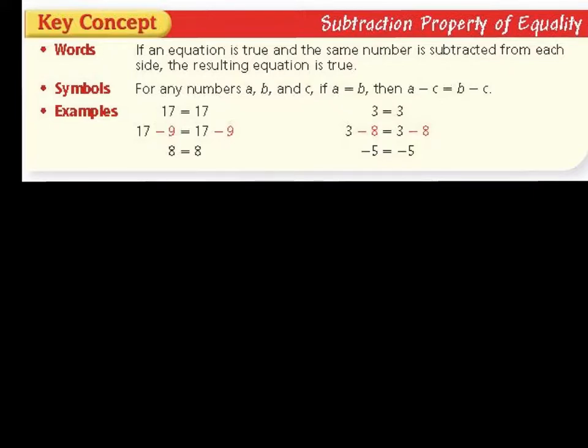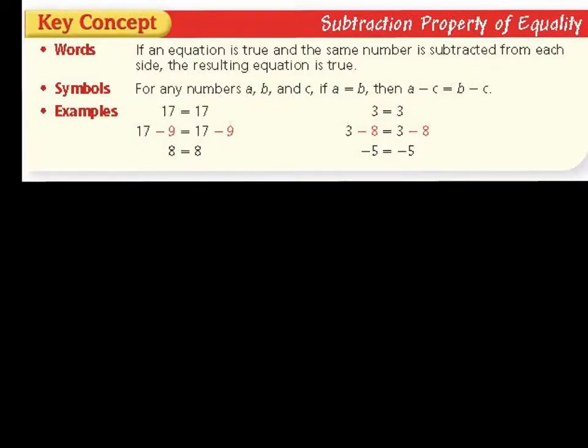Okay, we had an addition property of equality, so why can't we have a subtraction? If an equation is true and the same number is subtracted from each side, the resulting equation is true. For any numbers a, b, and c, if a equals b, then a minus c equals b minus c. So they started with 17, and if you subtract 9 from both sides, sure enough, 8 equals 8.